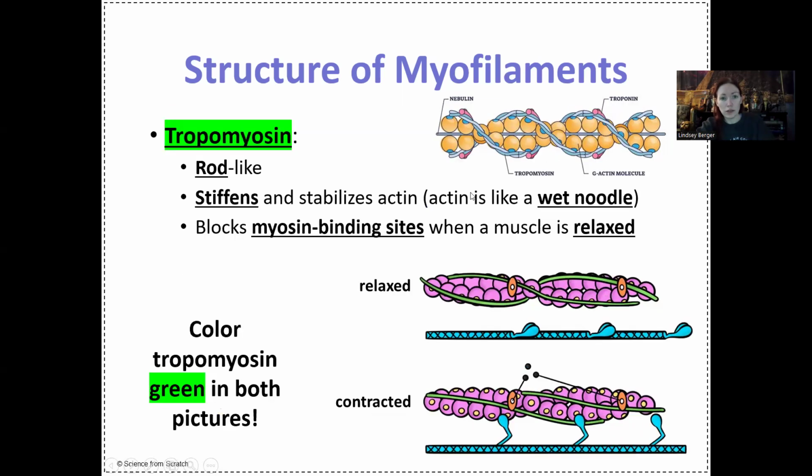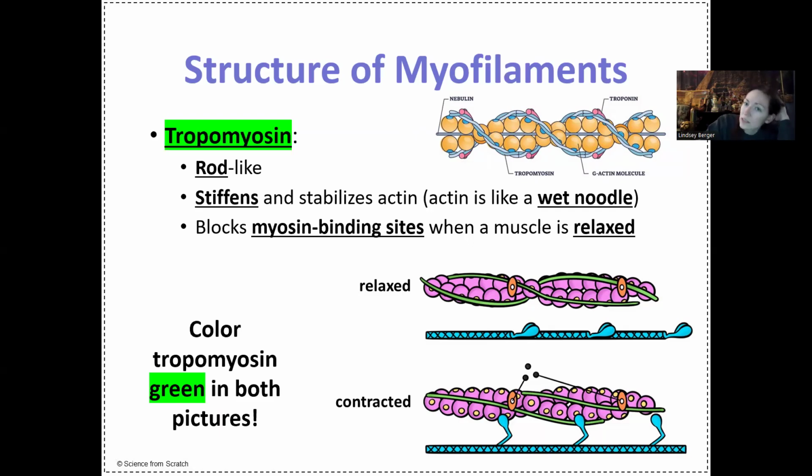So one of these regulatory proteins, so to speak, is tropomyosin. Tropomyosin. So it's kind of like a rod, if you will. On this picture here, you will see it's kind of like this blue line right in there. Okay, so actin needs a whole lot of support to do its job. I mean, it's there to attract the myosin, but it needs some support.